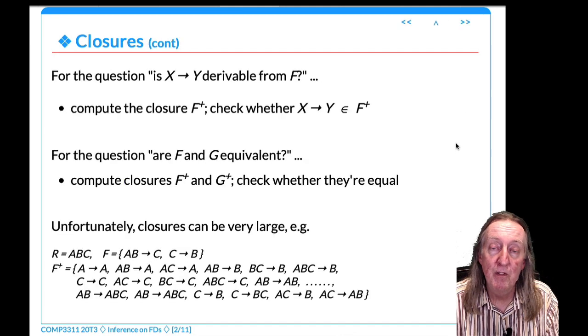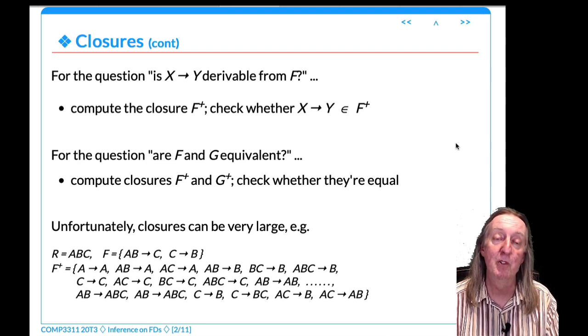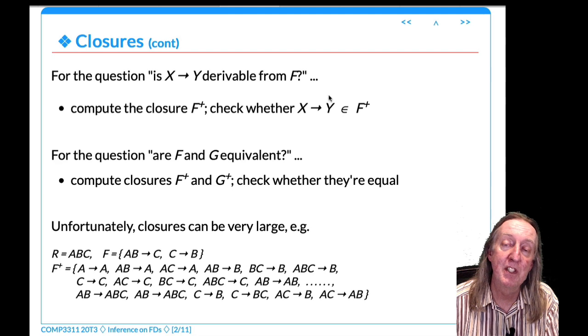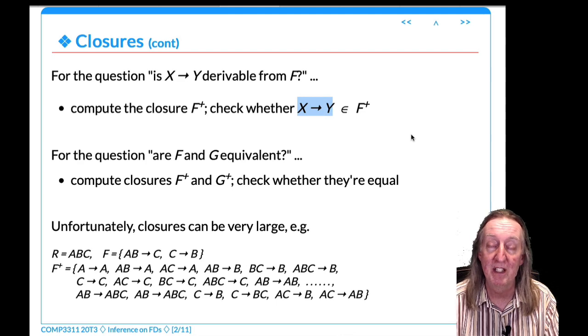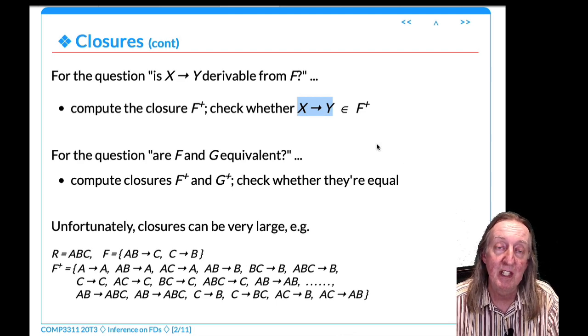Alright, so for the first question, is a particular functional dependency derivable from F? Well, we simply compute all of the possible functional dependencies that we can infer from the starting set, and if it turns out that somewhere along the line we generate X determines Y, then we know, obviously, that X determines Y is derivable from the original set.